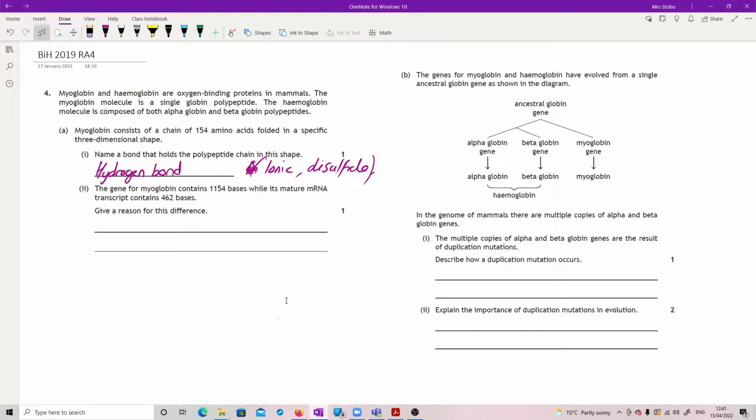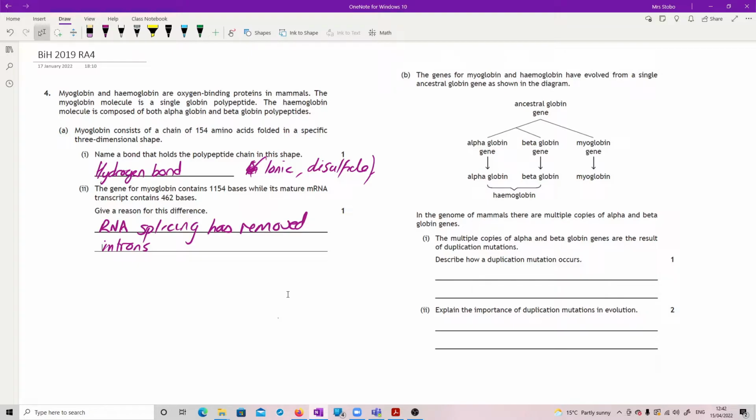Okay, the gene for myoglobin contains 1,154 bases, while its mature mRNA transcript contains 462 bases. Give a reason for this difference. I'm kind of surprised in some ways he gave me 2 lines for this because my first one to write down is just that you have RNA splicing. So RNA splicing has removed our introns. So I suppose, yeah, you could still run to the 2 lines. You could also have said that the 462 bases are the exons that have been retained during splicing.